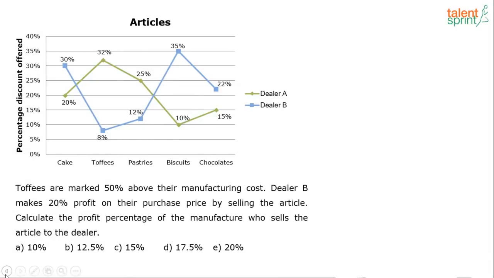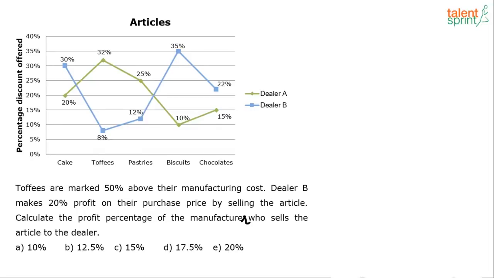Toffees are marked 50% above their manufacturing cost. Dealer B makes 20% profit on their purchase price by selling the article. Calculate the profit percentage of the manufacturer who sells the article to the trade. This should be manufacturer. I'm sorry about this typo. Calculate the profit percentage of the manufacturer who sells the article to the dealer.